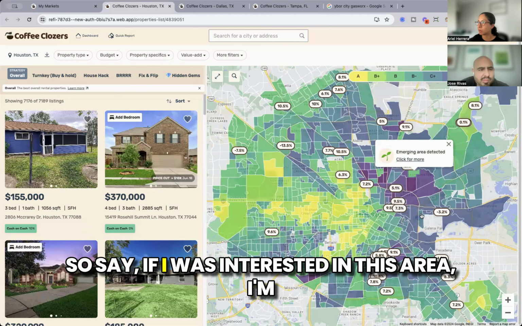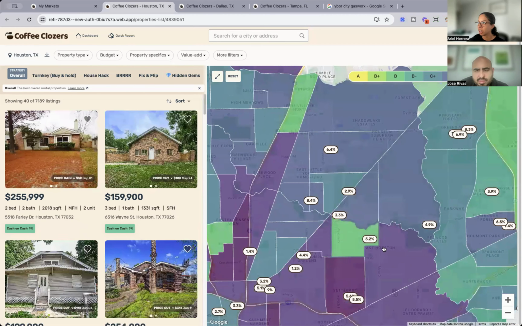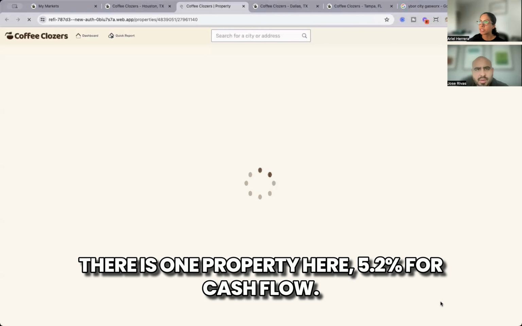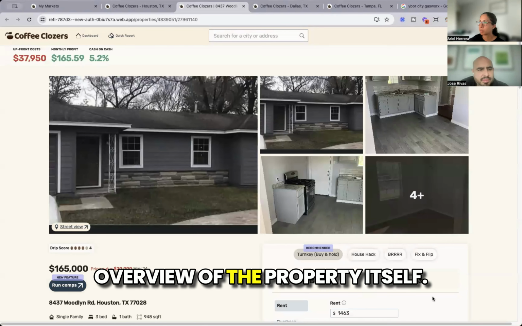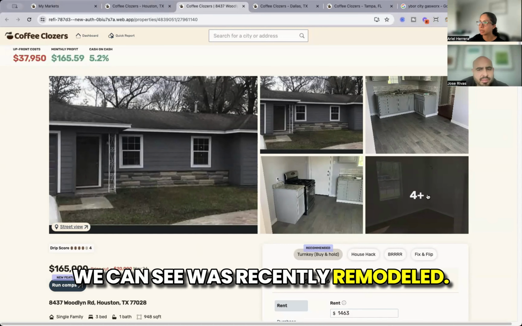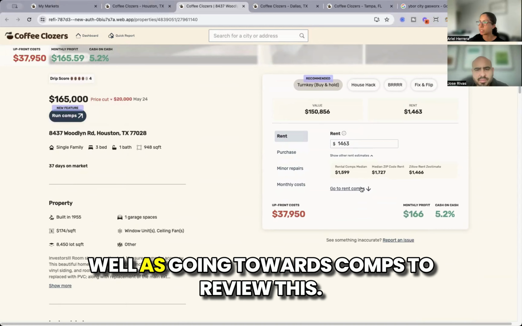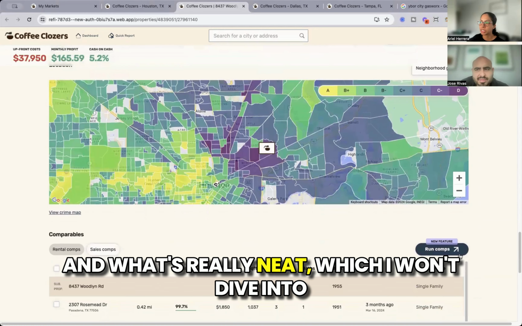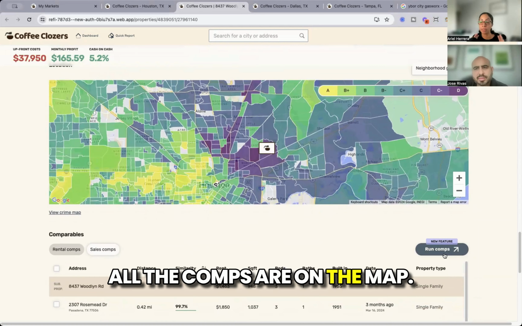Say if I was interested in this area, I'm just going to click out of this link here. There is one property here, 5.2% for cash flow. We can open it up here, and this gives us an overview of the property itself. We could see it was recently remodeled, 3-bed, 1-bath, positive cash on cash return. We could look at different rent values as well as go towards comps to review this. And what's really neat, which I won't dive into here, is that if you were to review the comps, all the comps are on the map.